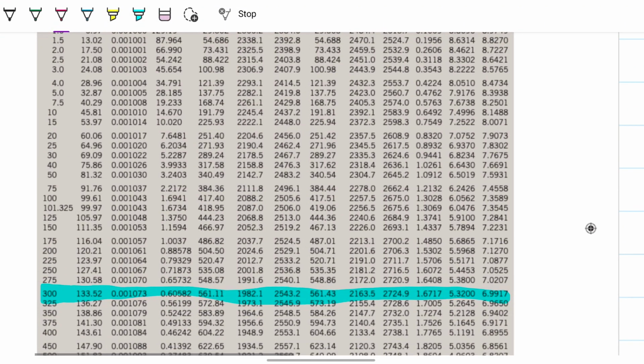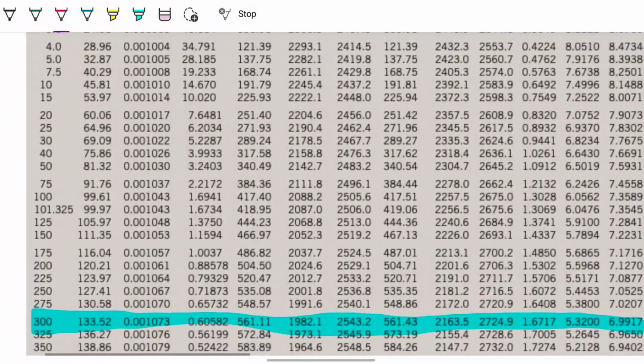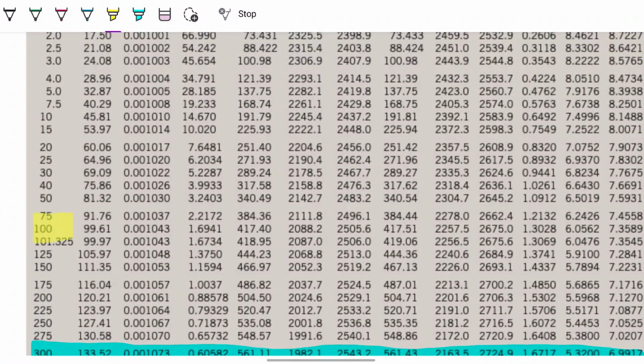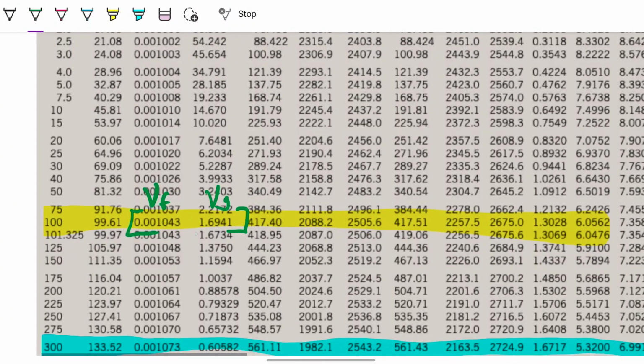If you want to use this table, we're going to go to 100 kilopascals right here, and I want to know between these values. This is Vf, this is Vg. This is for the liquid, this is for the gas. Where does the 0.6057 fall? Is it greater than this? Yes, it is. Is it smaller than this? Yes, it is. So it falls in the middle, and because it falls in the middle, we can be sure this is a mixture.